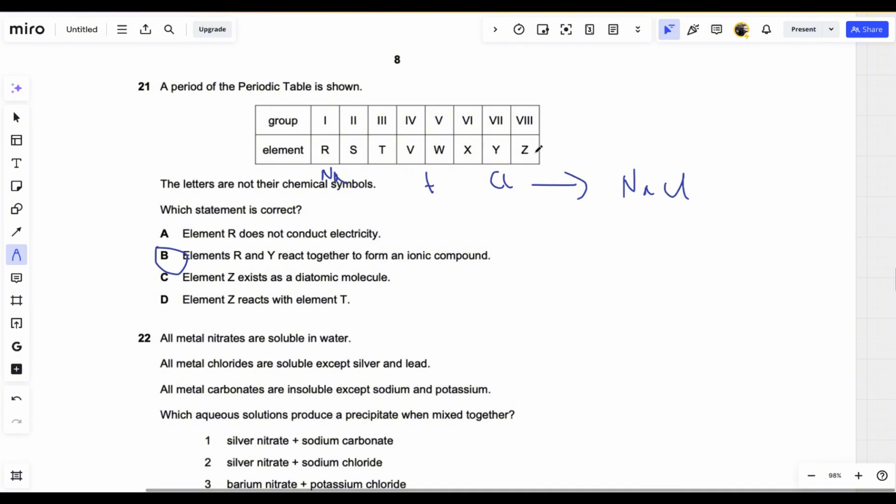Element Z does not react because it's balanced already. The outermost electron is 8 already, so it does not react. So this is not correct. The correct answer is B.